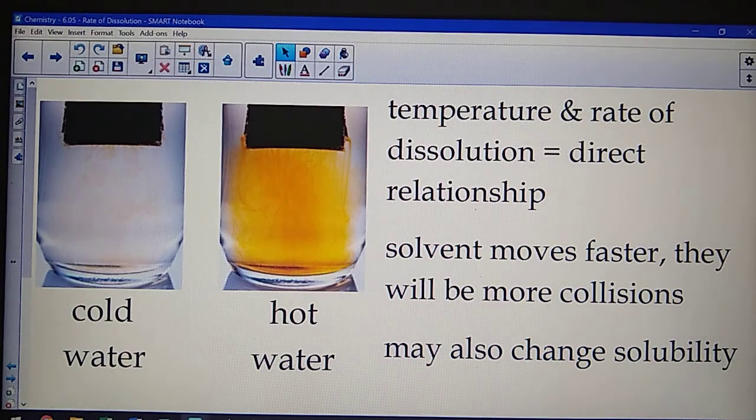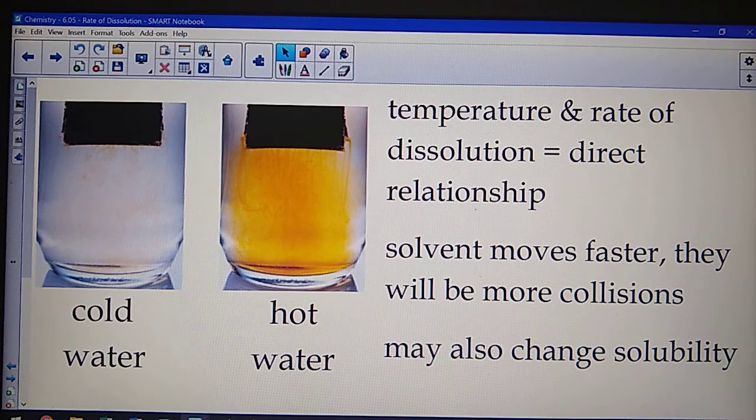One of the common ways to do this would be through temperature. Let's say we're talking about dissolving some tea into water. On the left of the picture here, I have a glass of cold water. And on the right, we have hot water. As you can easily tell, the right-hand side is dissolving more and dissolving faster.